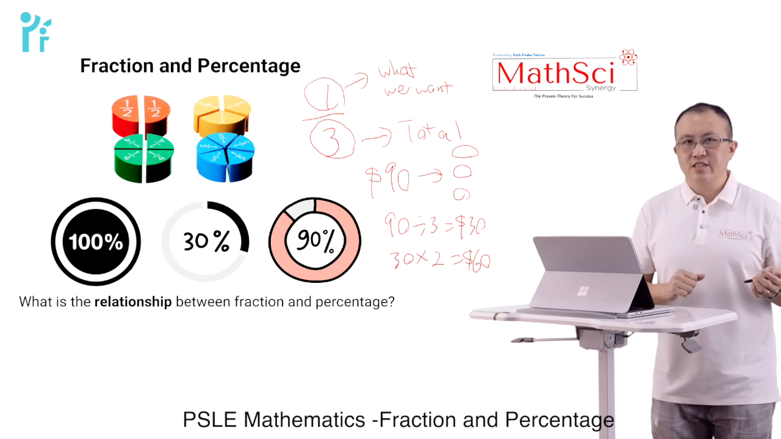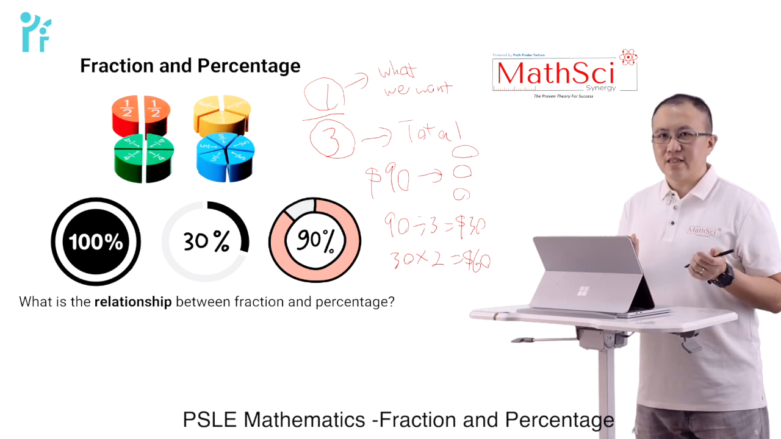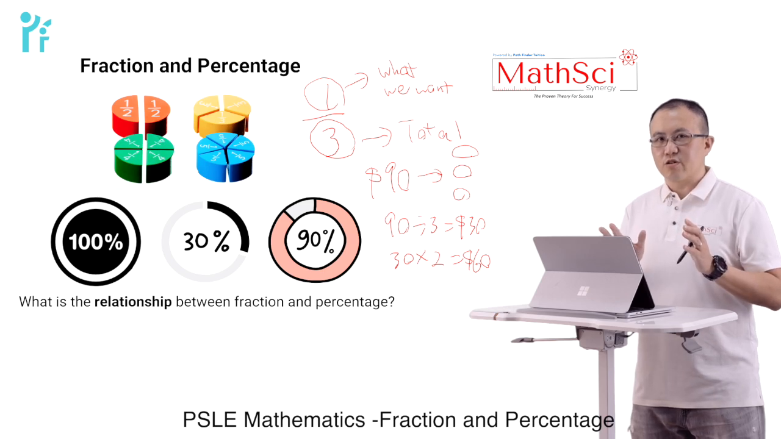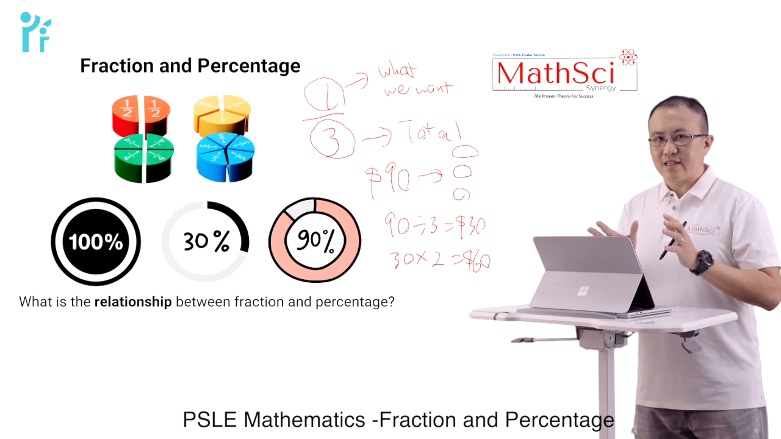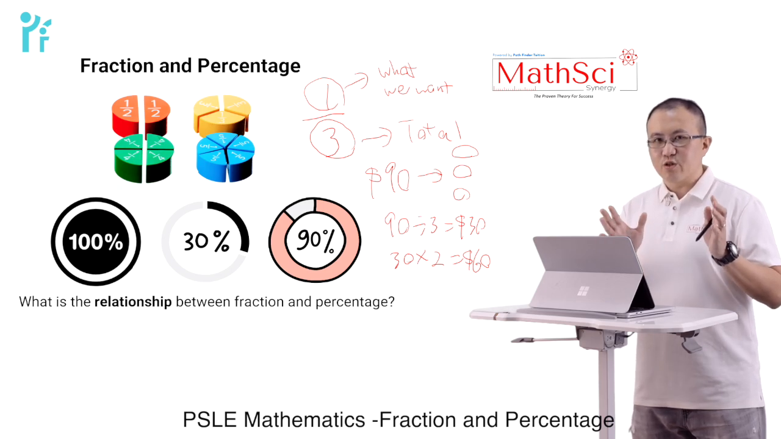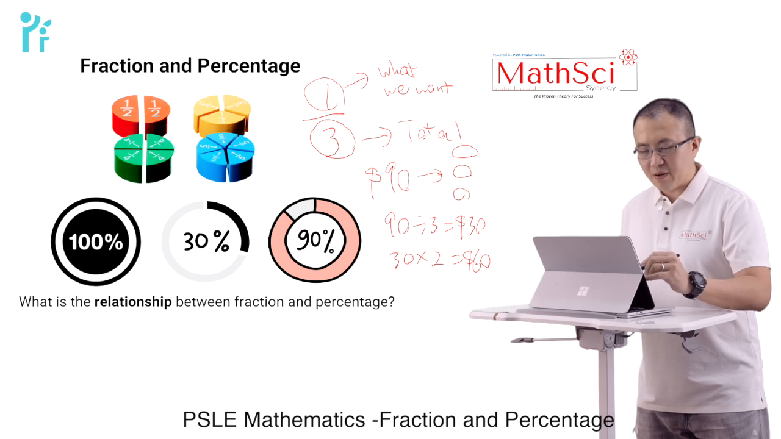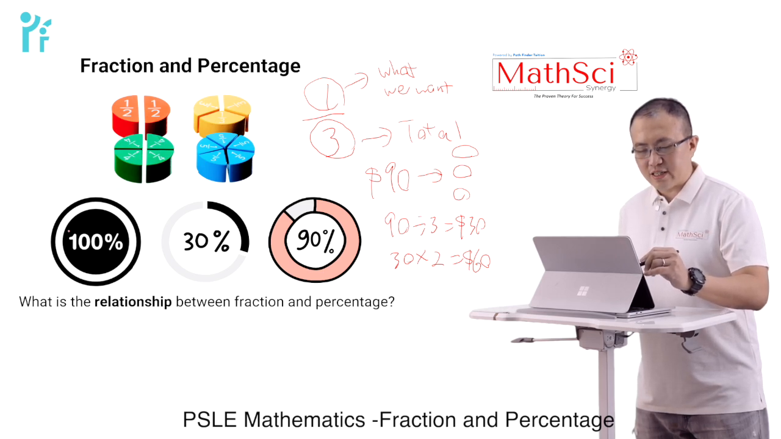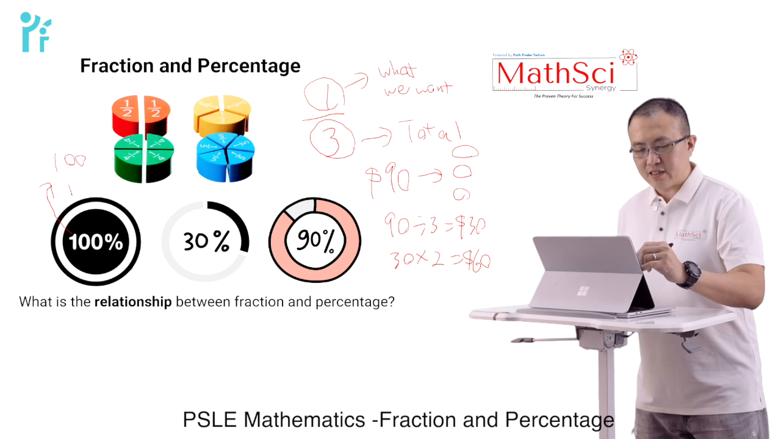And in fact, percentage is pretty similar. Percentage is also about dividing a certain amount of things, money or a quantity of marbles that you have, into, in this case, 100 equal parts. So often when we say the whole thing, we call it 100%. This means 100 parts.